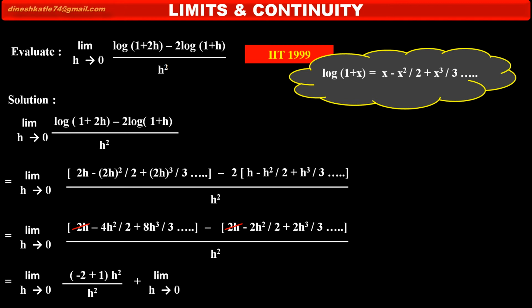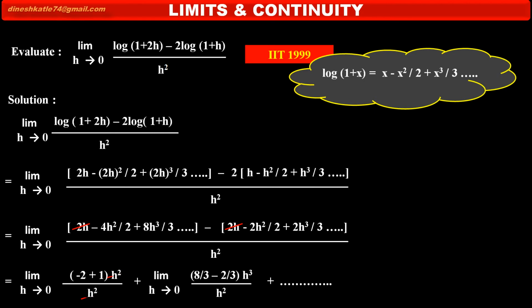Plus, by taking h cube common from the third term of each bracket, we get limit h tends to 0, 8 upon 3 minus 2 upon 3, into h cube upon denominator h square as it is, plus the remaining terms of higher power of h by using the symbol dot dot dot.